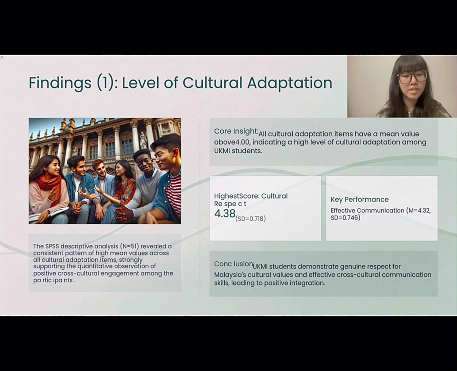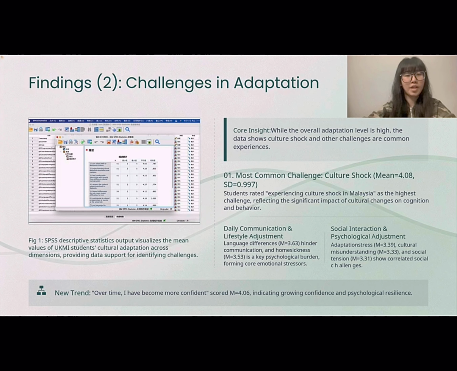The second objective was to identify the challenges faced by UKMI students. The results show that students experienced several challenges during the adaptation process. The highest mean score was 4.08 for experiencing culture shock. Other challenges included language barriers, homesickness, stress, and cultural misunderstandings. However, respondents also reported becoming more confident over time, with a mean score of 4.06. It indicates that students gradually adjusted to the Malaysian cultural environment.